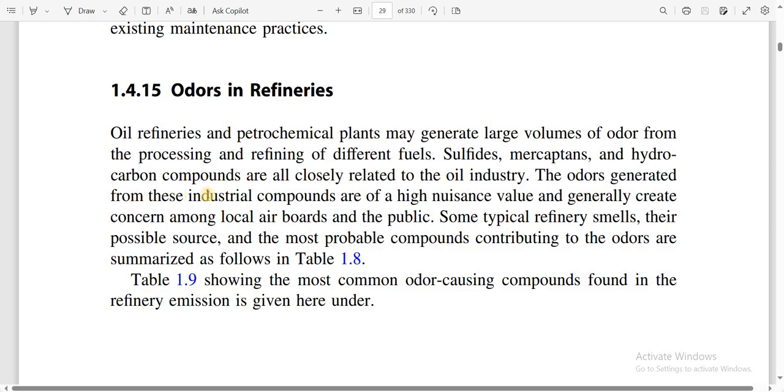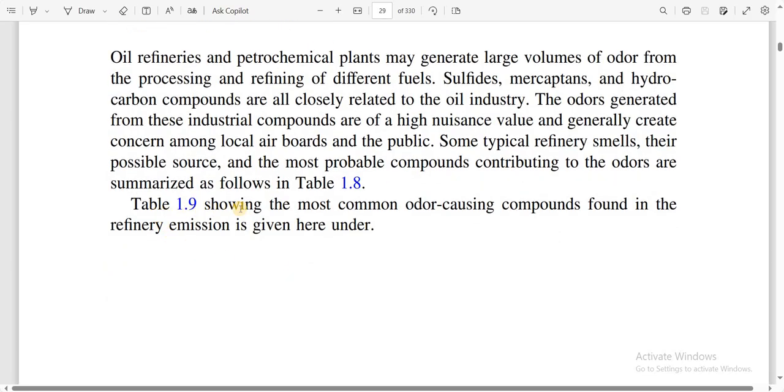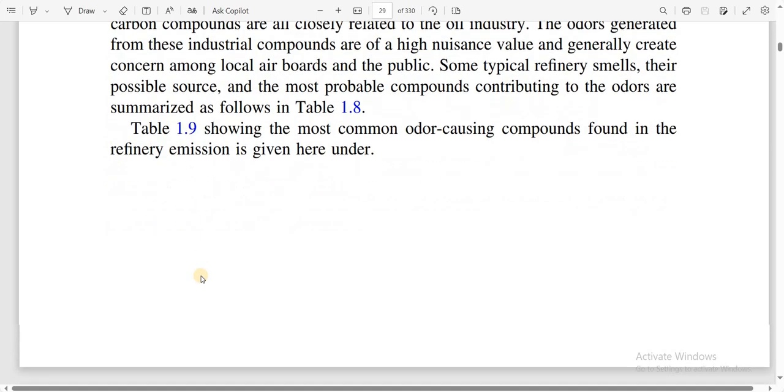Sulfide, mercaptan, and hydrocarbon compounds are all closely related to the oil industries. The odors generated from these industrial compounds are of a high nuisance value and generally create a concern among local air boards and the public. Some typical refinery smells, their possible sources, and the most probable compounds contributing to the odor are summarized in the table below. So Table 1.9 shows the most common odor-causing compounds found in refinery emissions, given here.